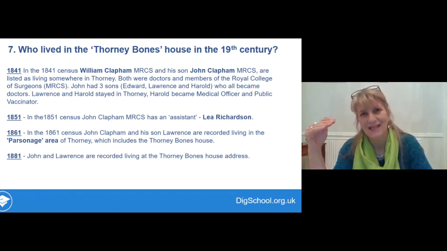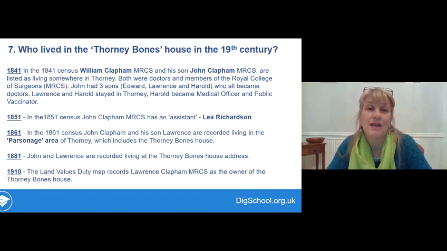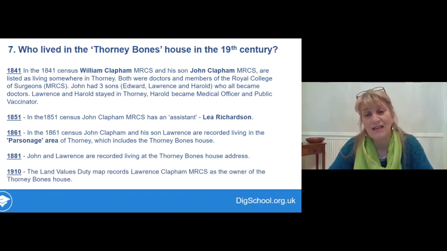Families tended to stay in the same houses. And by 1910, the son, again, the great-grandson, is recorded as, again, still owning that house. So we've got a medical family, a family of doctors, 3, 4 generations of doctors living in Thorney, almost certainly at the house of the Thorney Bones.